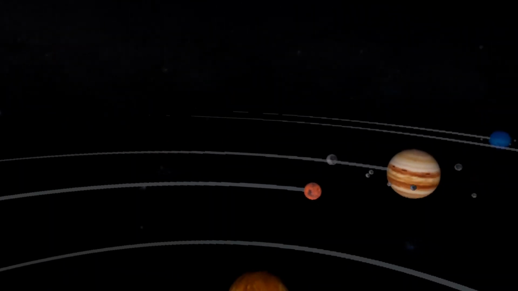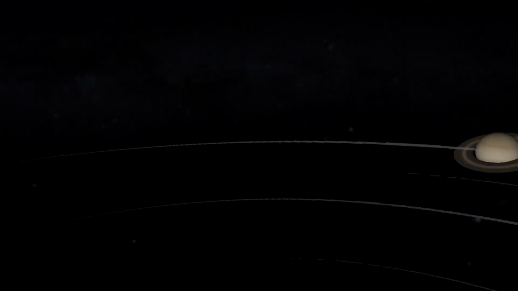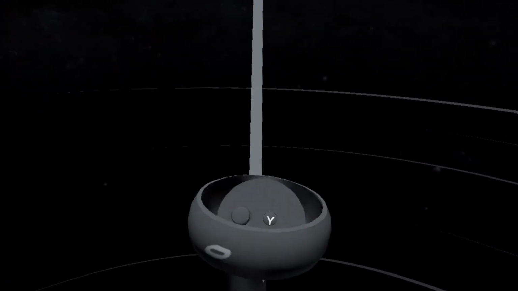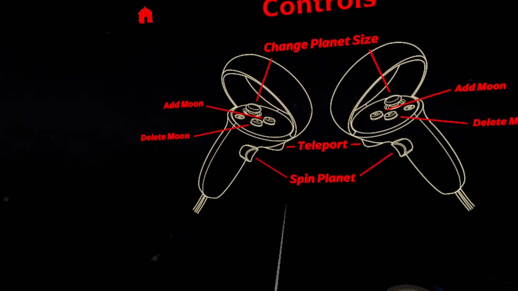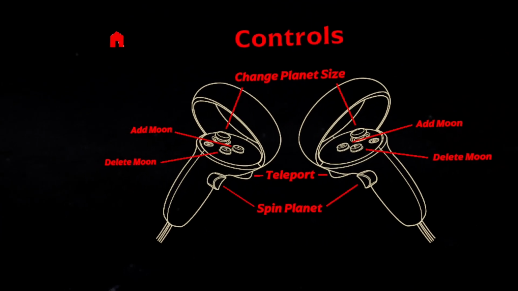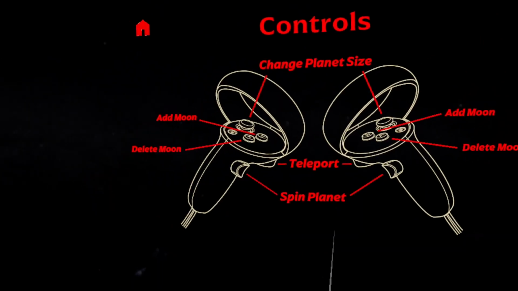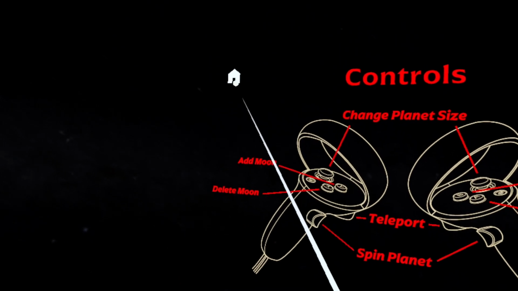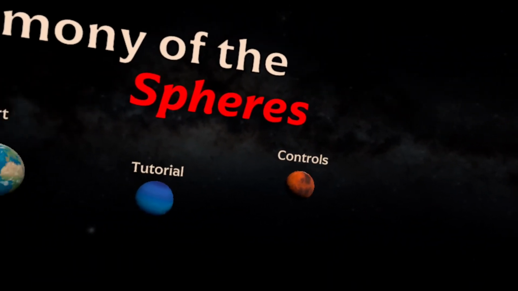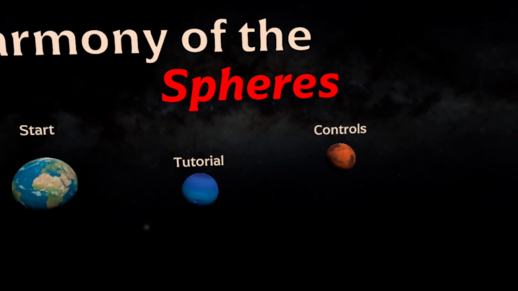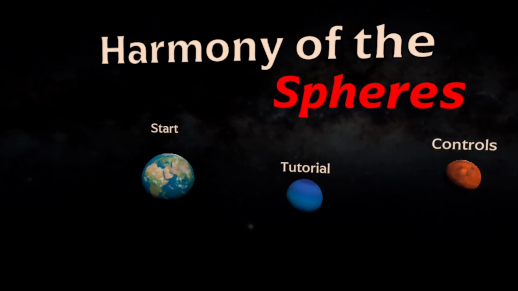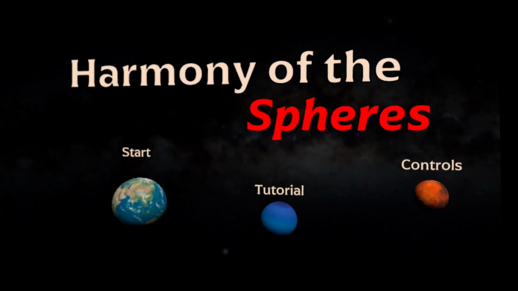A few other small notes as well that don't relate to the gameplay but are more related to the UI. If I press the options button on the controller, it just gives me a list of the controls here in case I forget them. From there you can also go back home, where you are greeted once again with this main startup screen.